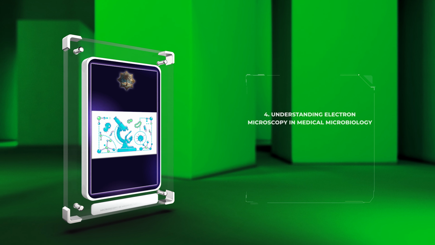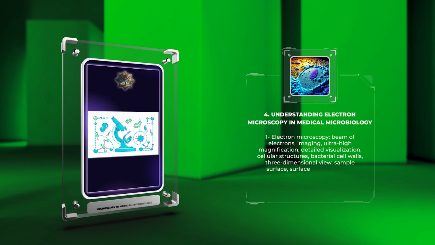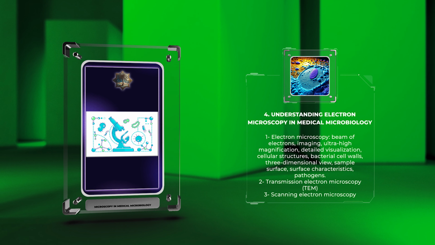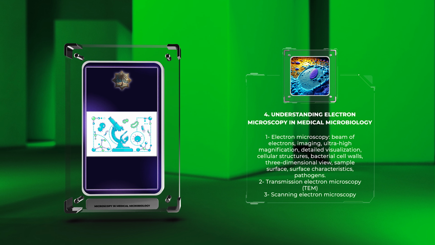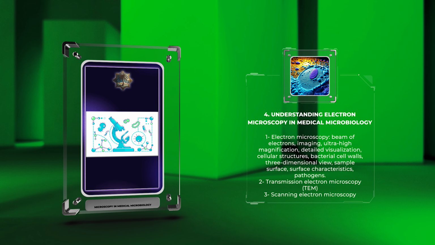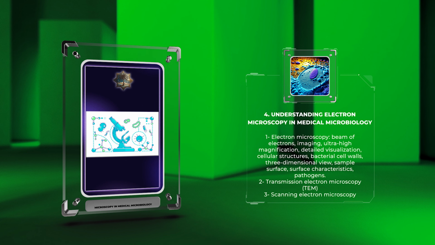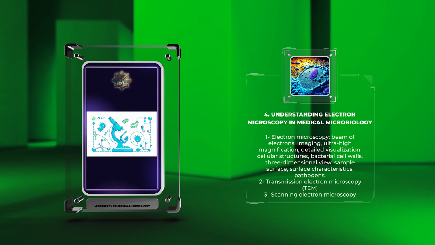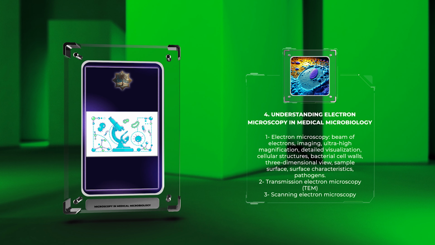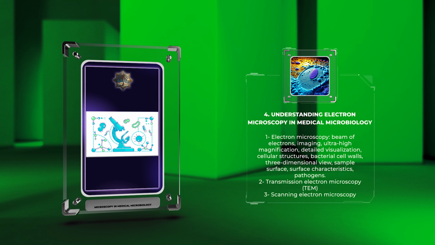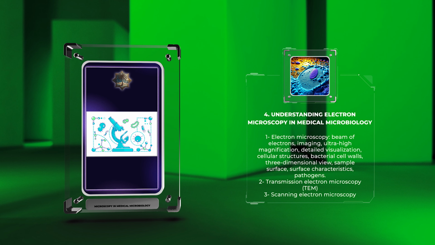Electron microscopy takes imaging to another level by using a beam of electrons instead of light. Transmission electron microscopy, TEM, and scanning electron microscopy, SEM, are the two major types used in medical microbiology. TEM provides ultra-high magnification, allowing for detailed visualization of cellular structures, such as bacterial cell walls. SEM, on the other hand, gives a three-dimensional view of the sample surface, enabling us to study surface characteristics of pathogens.